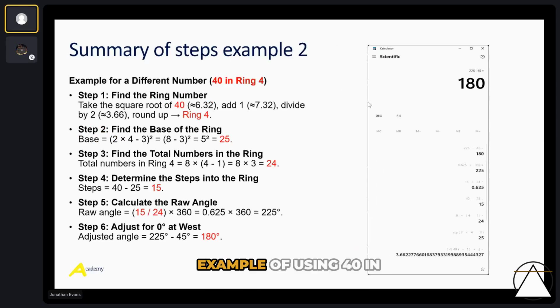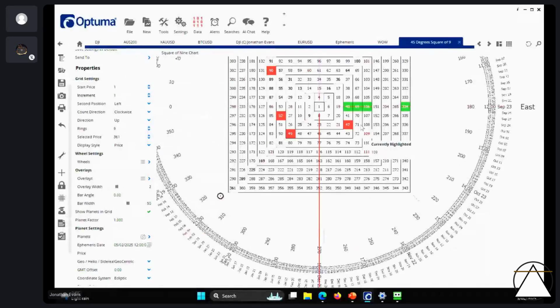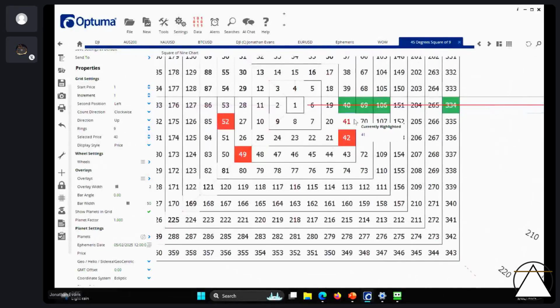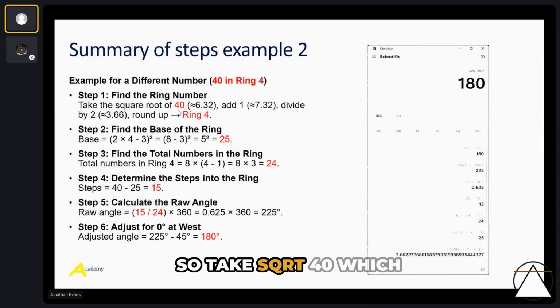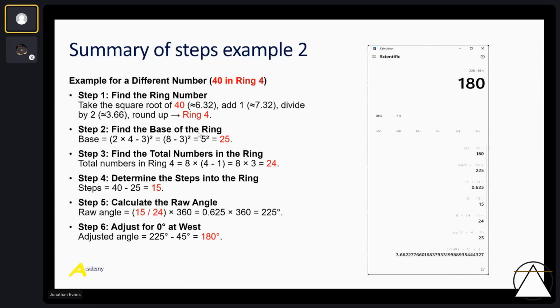I gave you another example of using 40 in ring 4. So 40 is up here, just to solidify this example. So take the square root of 40, which equals 6.32, add 1, which is 7.32, divided by 2, which is 3.66. We then round up. We're in ring 4. So 40 is inside ring 4. Find the base of the ring. 2 times 4 minus 3.